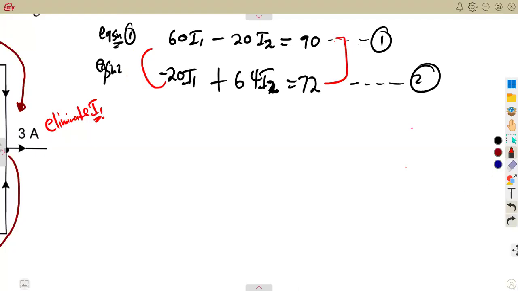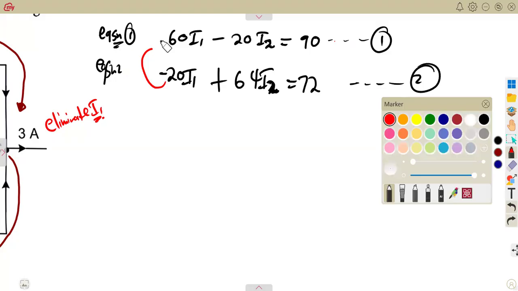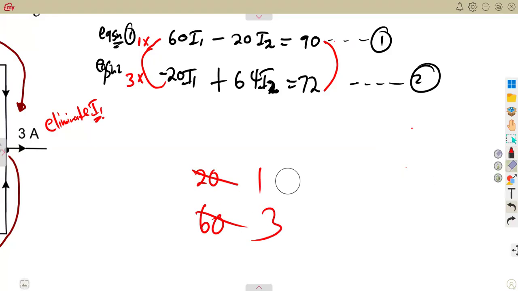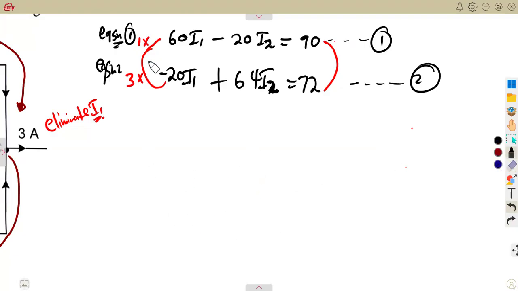So in this case, we are going to multiply the first equation on top by 1, and the second equation by 3. Instead of 20 and 60, you reduce the values. These values are not going to change; we are going to have the same part here. Okay, let's multiply and see. 1 multiplies everything on top, so that's 1 times 60. It's going to be 60 I1 minus 20 I2 is equal to 90.